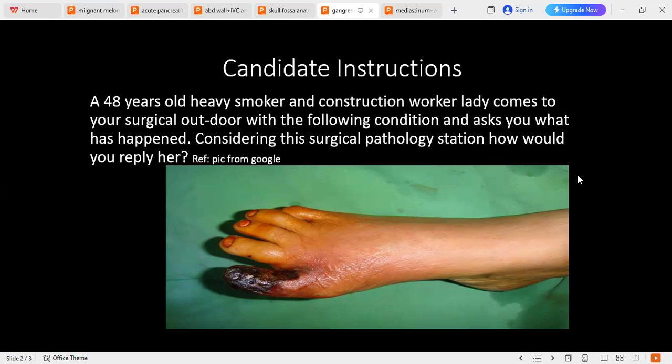Yes, I'm ready. Are you ready? Yeah. Okay, so if you've read and understood the surgical pathology station, please tell me how you would reply to the question.